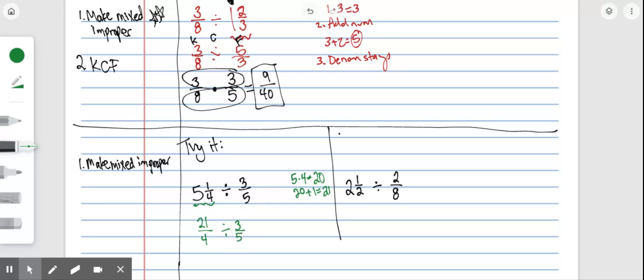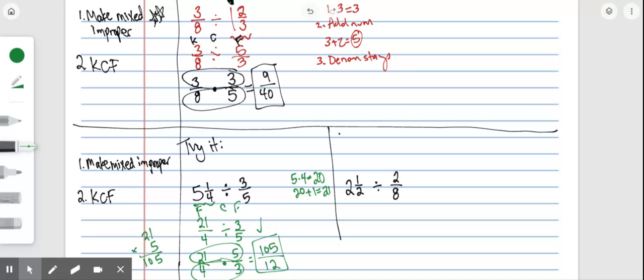Step 2 is keep, change, flip. So now I'm going to keep 21/4 because that's what I'm starting with. I'm going to change the division to multiplication. And I'm going to flip 3/5 so that it becomes 5/3. All right, 21 times 5, I'm going to do it by hand. 5 times 1 is 5. 5 times 2 is 10. So 105. In the denominator, I've got 4 times 3, which is 12. So if you got 105 over 12, then you are correct.